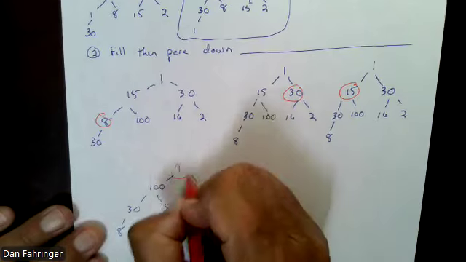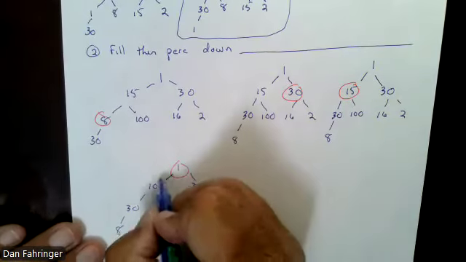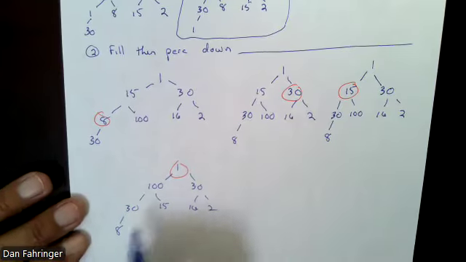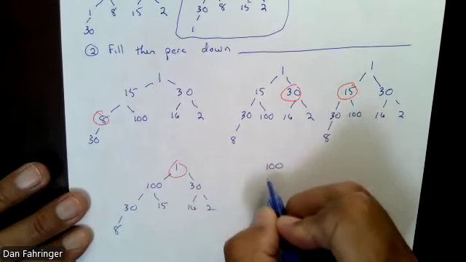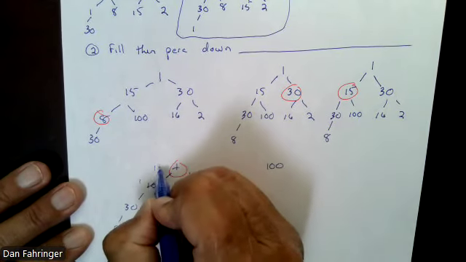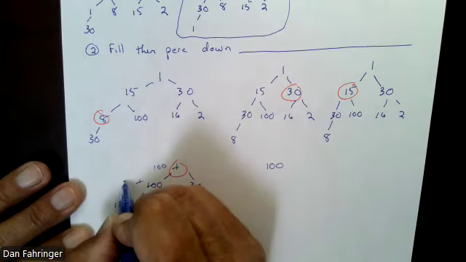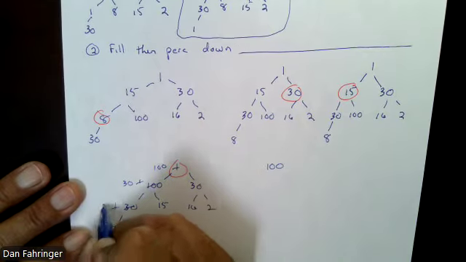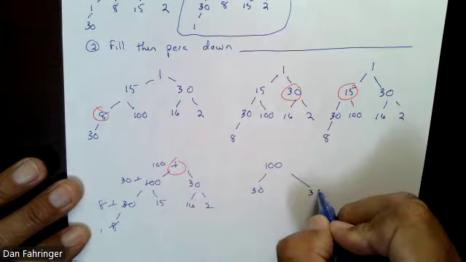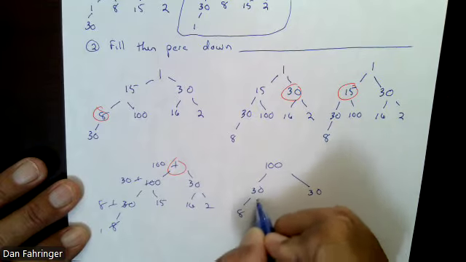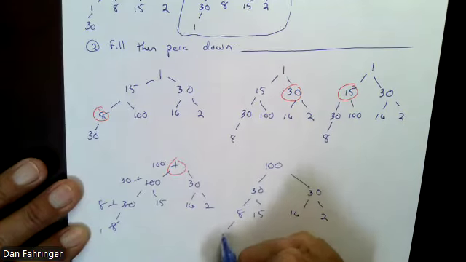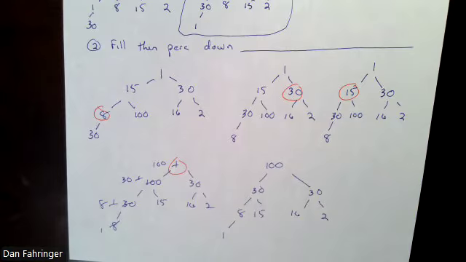The final number is the 1. It gets switched with the 100. It gets switched with the 30. And it's going to work its way all the way down. So the 100 is going to be here. Temporarily, the 1 goes there. And then the 1's going to here. And then the 1's going to there. So 100, 30, 30, 8, 15, 16, 2, and I have my heap.